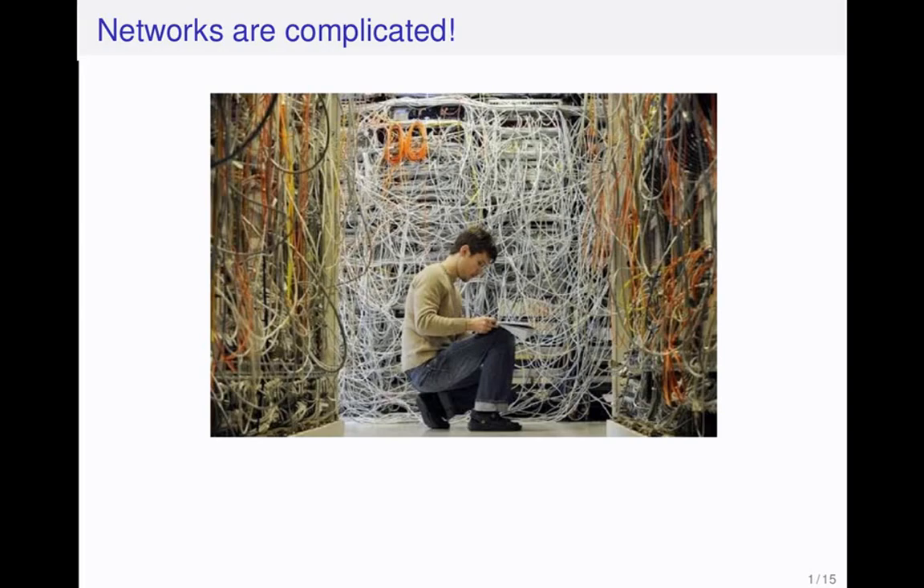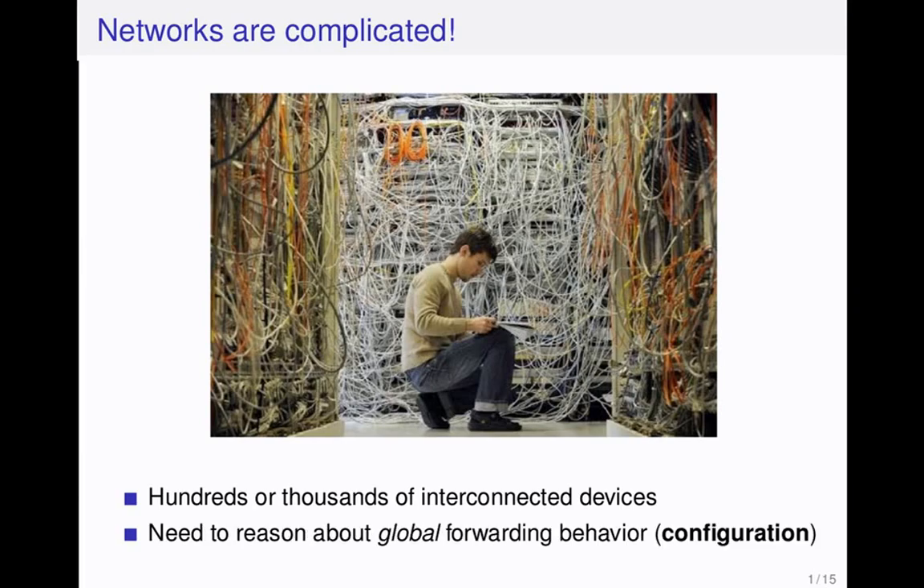Okay, so the first point here is that networks are complicated. This picture is kind of an extreme example. Hopefully, actual networks do not look like this in your application, but the point here is that there are, even in realistic networks, hundreds or thousands of interconnected devices. So behind this mass of wires here, you have many switches through which packets flow between different end hosts. And somehow we need to reason about global forwarding behavior between these end hosts, which is often referred to as a configuration.